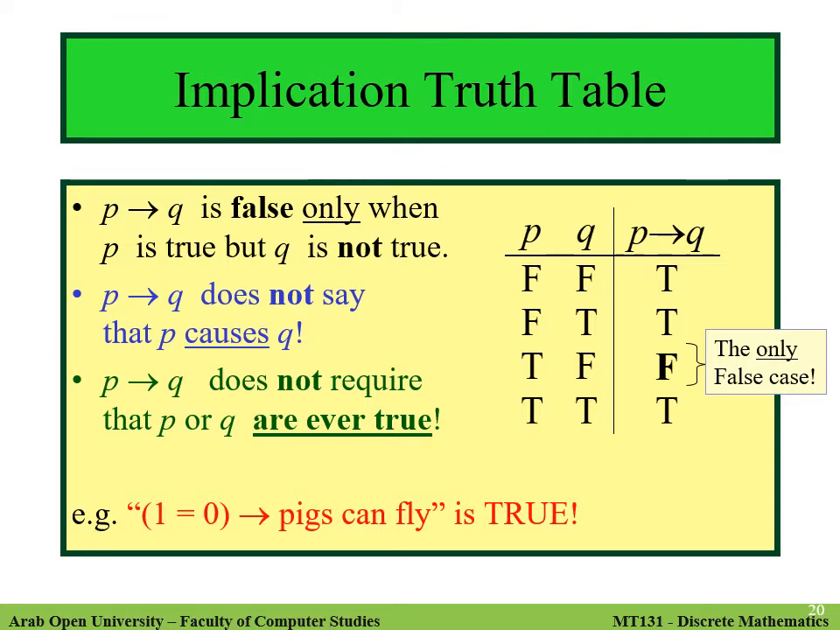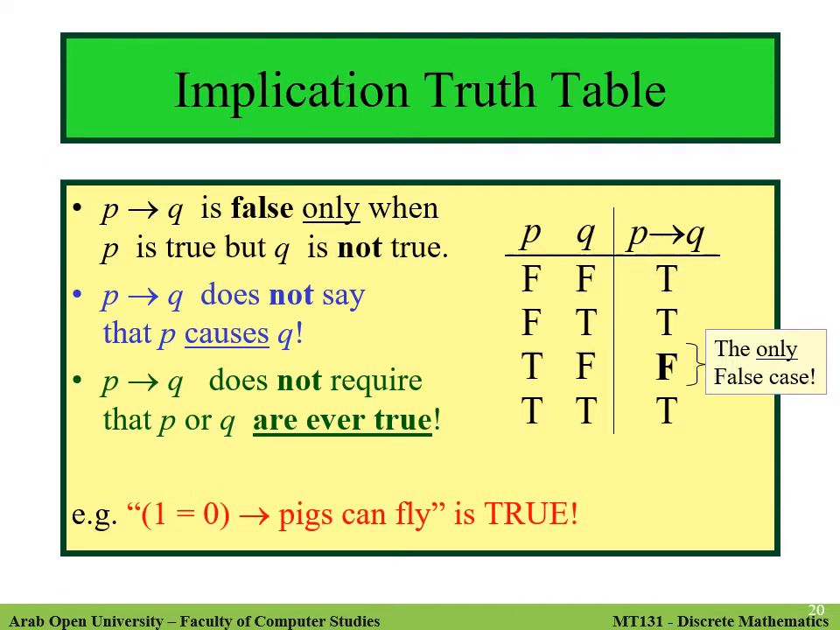The other comment here is that P implies Q does not require that P or Q are ever true. We are only making a statement about the truth values. P implies Q tells you that if P happens to be true, then Q is also true. That doesn't tell me that P or Q is true. It just tells me what happens if one is true. If P is true, then the conclusion is that Q also must be true.